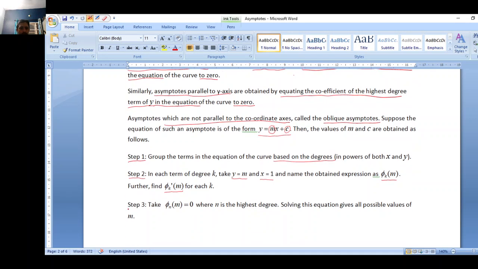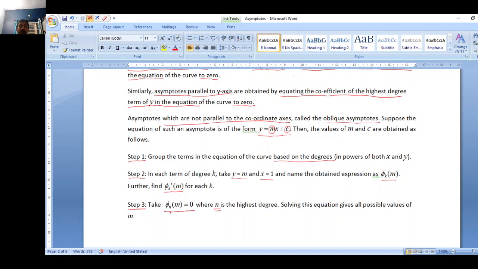Then for step 3, take phi n of m to be equal to 0, where n is the highest degree in the given equation. I repeat, as you can see, we have phi 1 of m, phi 2 of m, phi 3 of m, and so on. In this, look for the highest degree term, call that highest degree n, and take phi n of m to be equal to 0. Right? So this will be an algebraic equation of degree n. So of course it will have n roots.